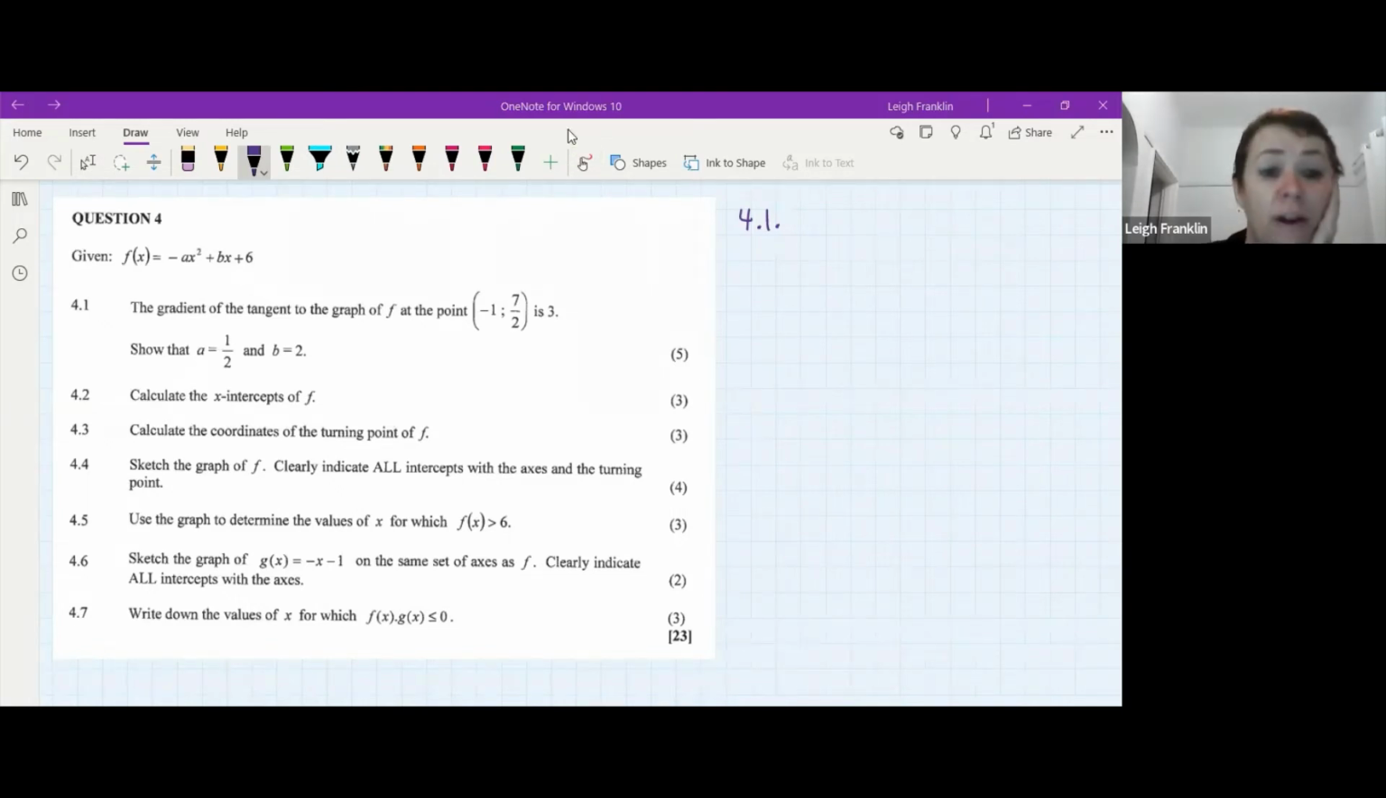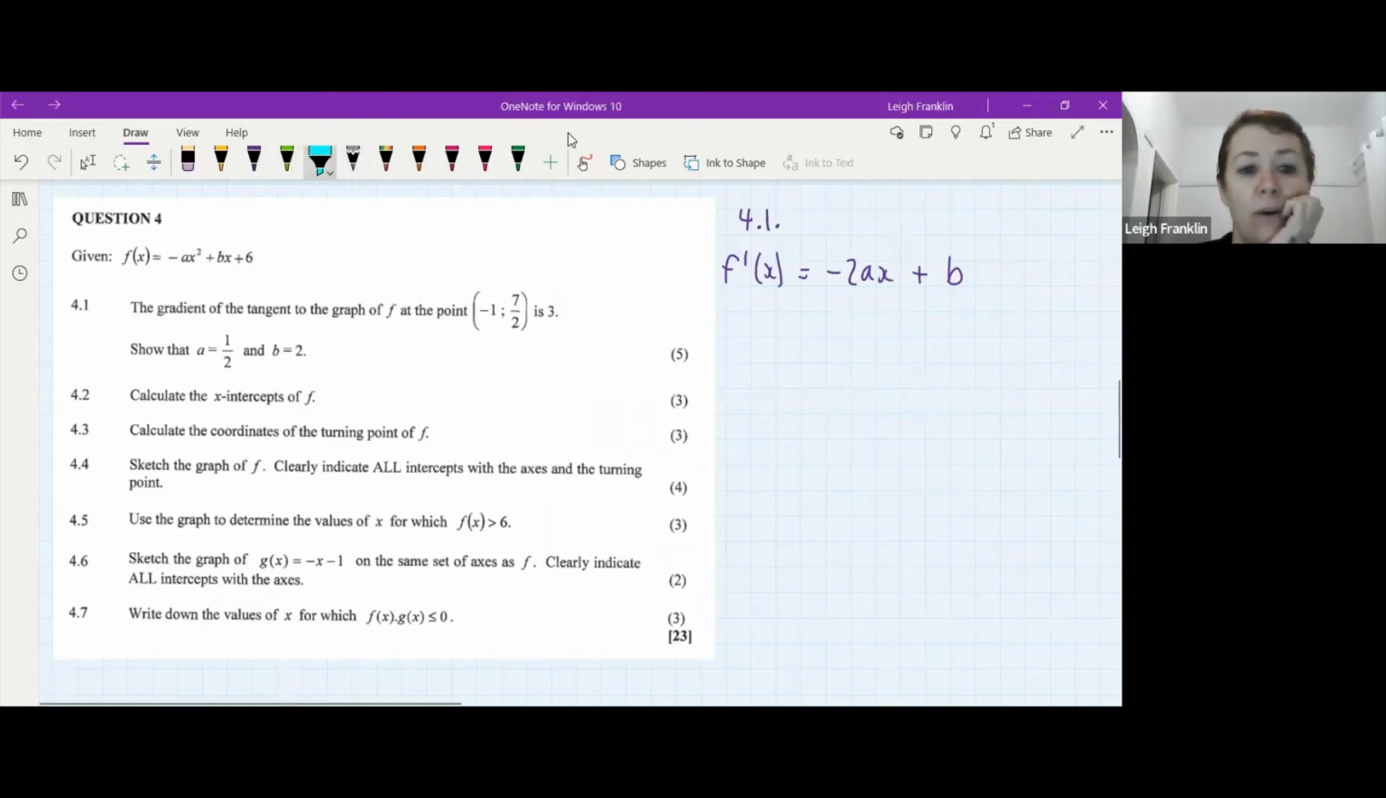I agree. Find the derivative, absolutely, because they're telling you that the gradient of the tangent is 3. So I would also find the derivative. So the derivative, f prime x, is equal to minus 2ax plus b in this particular case. All right. And what other little bit of information have they given us that's useful here that we can sub in?